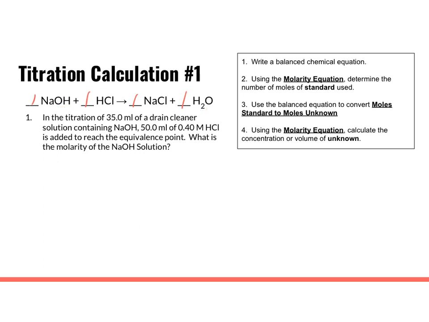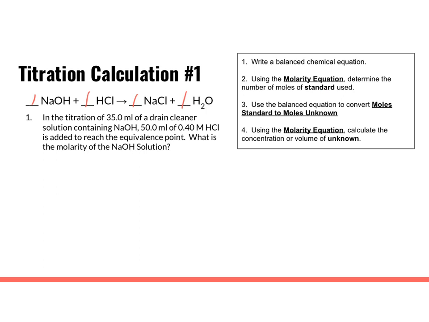So number 2 says we're going to use the molarity equation, and we're going to determine the number of moles of the standard used. Again, the standard is what we know. That's our known solution. So let's take a look at the problem. We've got a titration of 35 milliliters of drain cleaner solution containing sodium hydroxide, 50 milliliters of 0.4 molar. Okay, so we know the concentration of the HCl, and so that's going to be our known.